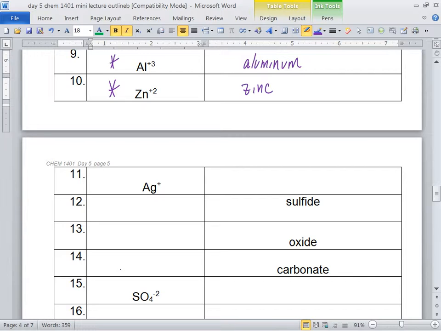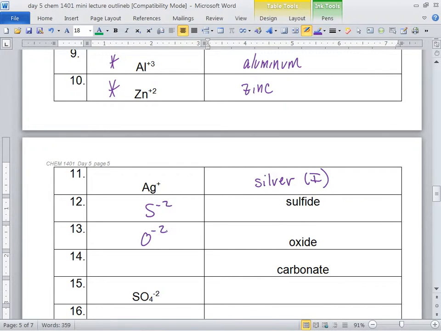Just wanted to check this. Would this be it then? You got it. All right. Let's make sure you're on the right track here. I think I see everybody's answer right. Silver is not in group A, so you have to give the charge in parentheses, Roman numeral. And it's not aluminum or zinc. Good. I think everyone's got it. So then sulfide, I think you wrote S-2. Oxide, O-2. And carbonate, you just got to know it. If you don't know them, just look at the table and cheat for now. The polyatomic table.